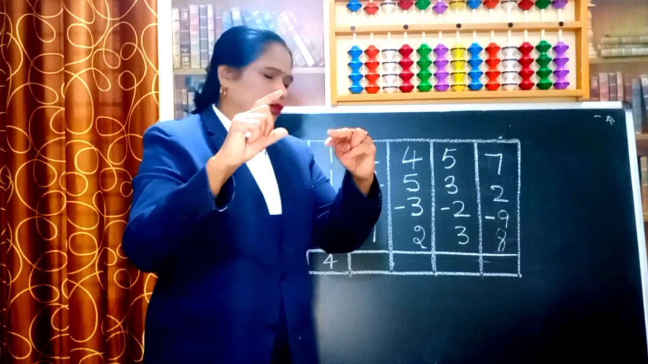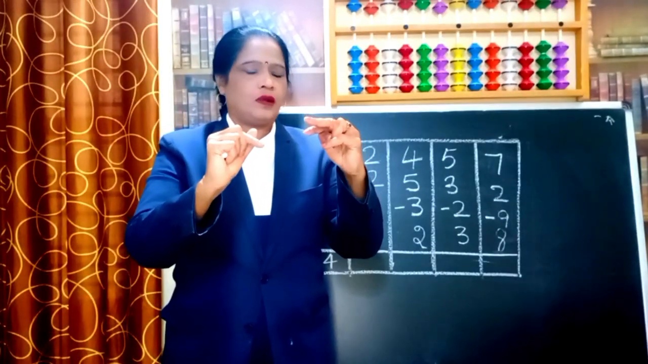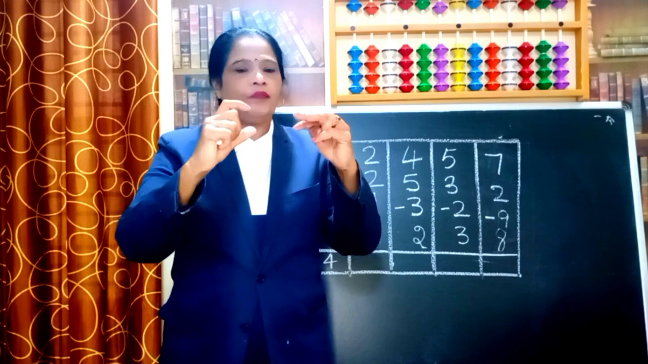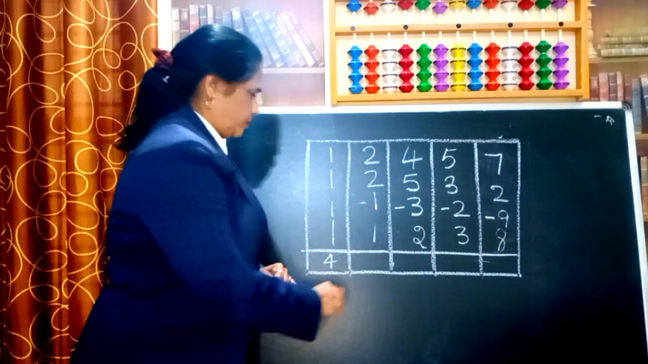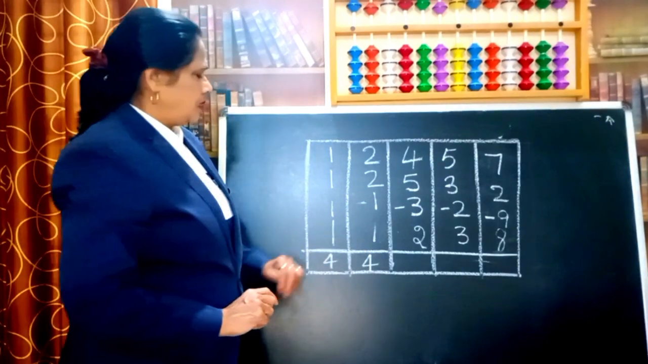Now we have to less 1. See the fingers, how we are moving on the back? Same way. Less 1. 3 beads are there. That is 3. Add 1. That is 4. Okay. See the next one now.